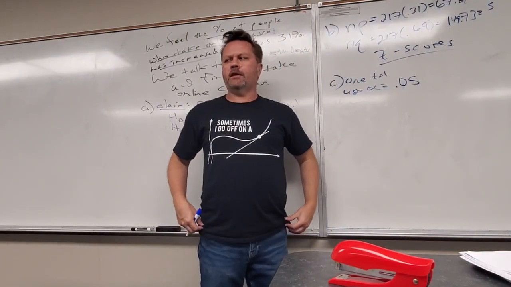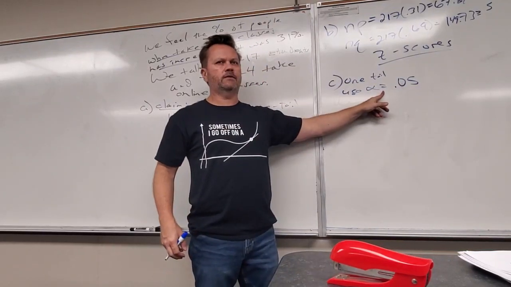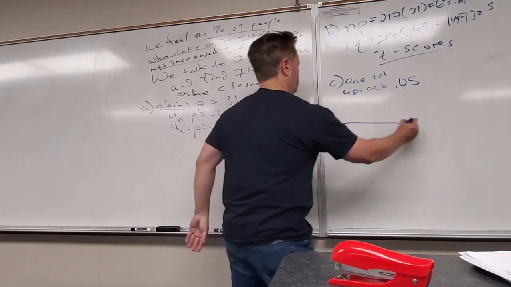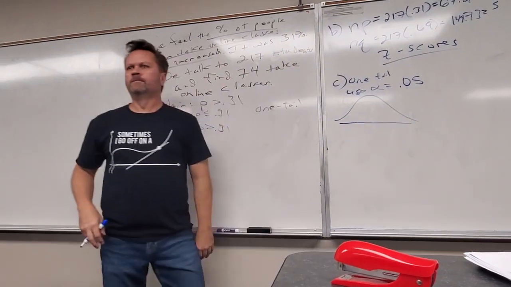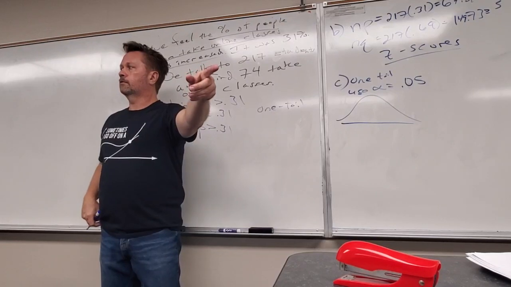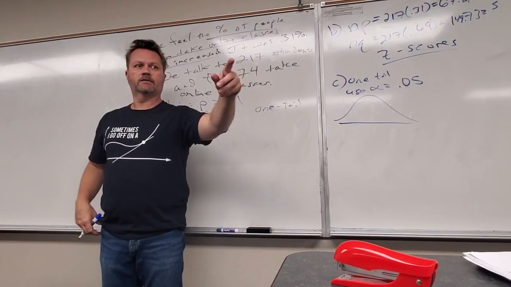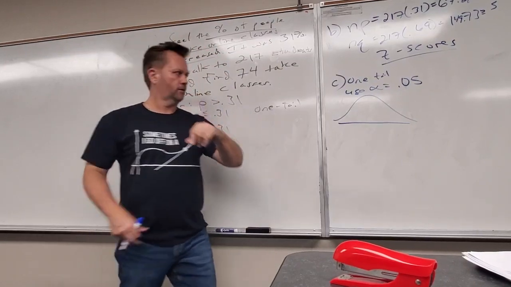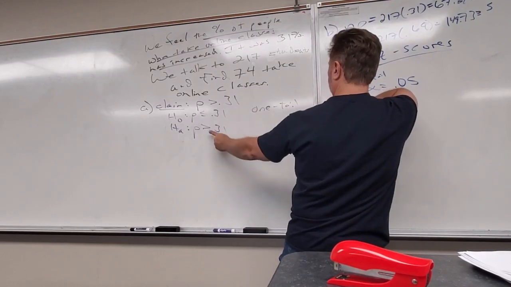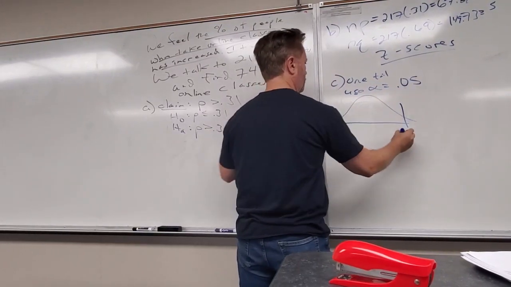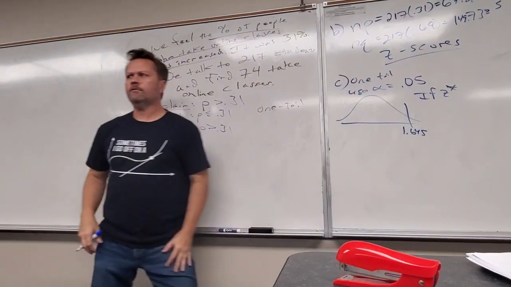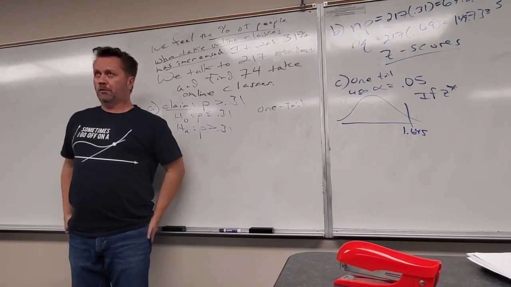Does anyone think they've got the Z-score for this? One tail, 0.05. All right. 1.645. Is anyone else getting that or no? Yes. Okay, good, because that's the right thing. Where will our tail be? Yeah, 1.645. So if Z star is what? If Z star is what, then we can do what?